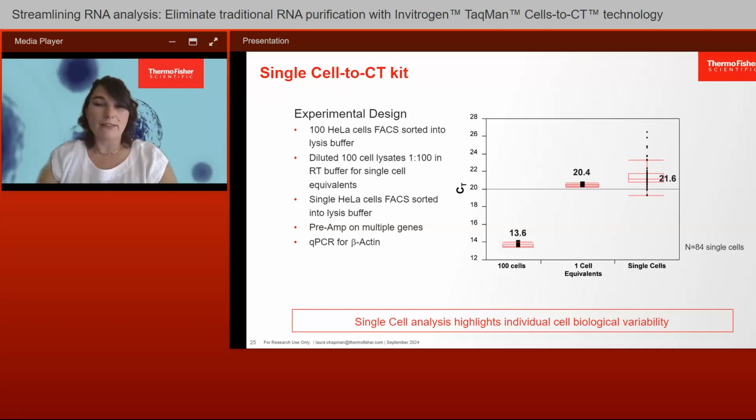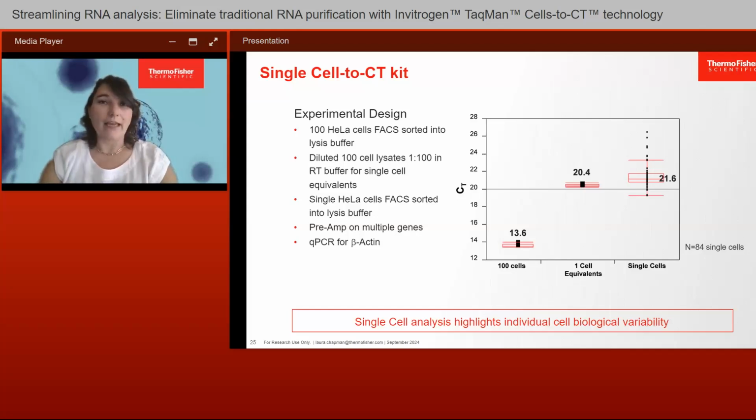And we see that with the single cell equivalents. And we also see that it's very little standard deviation there and that we get a similar result between our replicates as expected. But then when you look at the individual 84 single cells and the beta-actin expression, you can see a huge variance in the expression level of beta-actin from those individual cells, ranging from a CT of about 19 all the way up to about 27. So we have like an 8 CT difference there, which is a huge variance in the individual single cells.